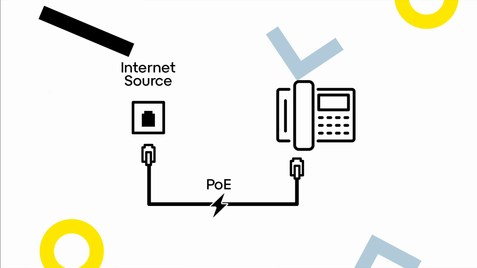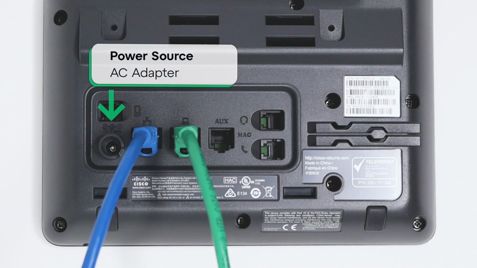Like all electronics, your phone will not work without power. If your phone turns on when you plug into your internet source, you know you're using Power over Ethernet, or PoE. PoE allows your internet and power to share the same Ethernet cable. If you're not using PoE on your network, plug in the power adapter that came with your phone.